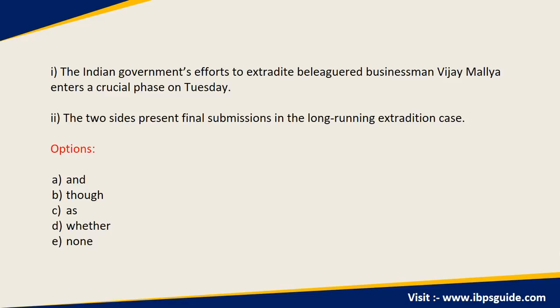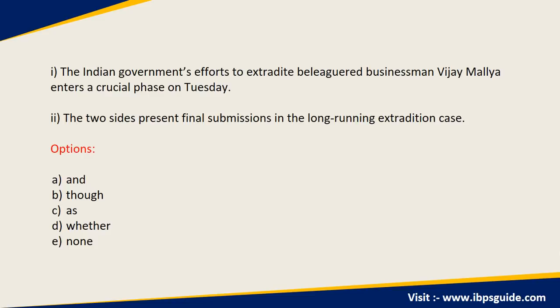Let's take a look at the options. Option A, and. B, though. C, as. D, whether. And E, none. Okay, so the first option, and. Like we discussed earlier, and is used when you're talking about two similar things, right? It's a support sign that combines two similar ideas. So that does not show a cause and effect relationship. Therefore, option A is incorrect.